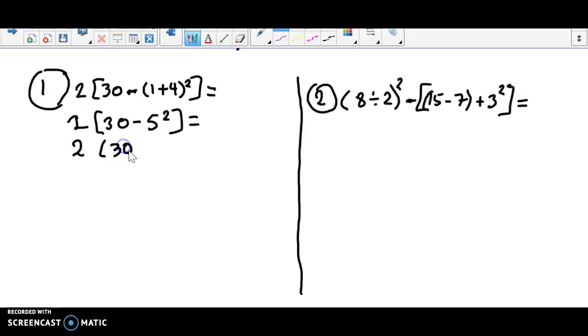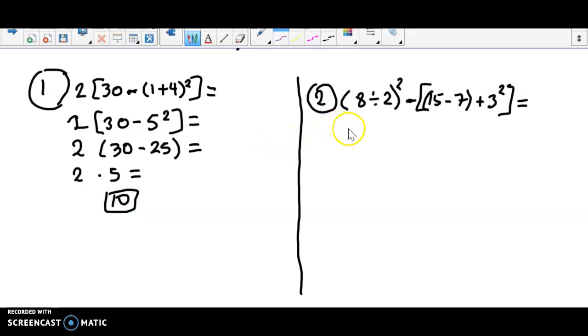And inside I have a subtraction and exponent, so exponent is before subtraction. So 5 to the second is 25. Step 3, still with parentheses, copy my factor 2, and that subtraction would give me 5. Product 2 times 5 is 10, and there's my final answer.